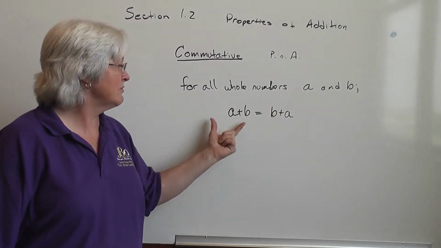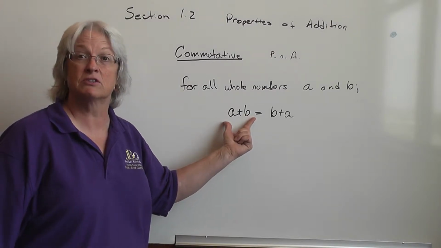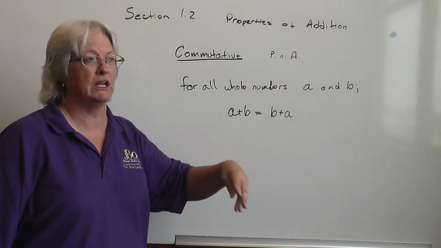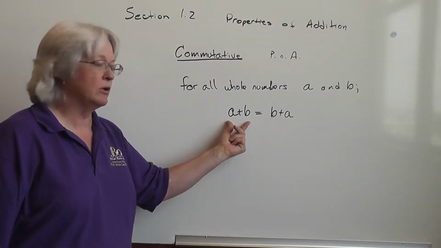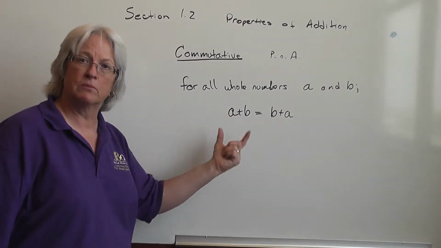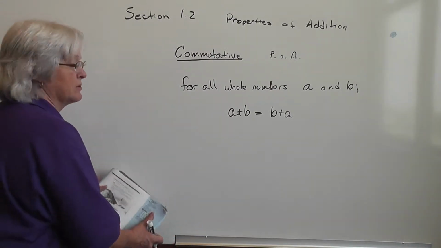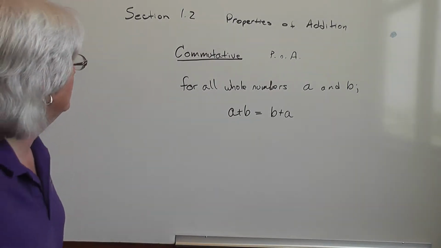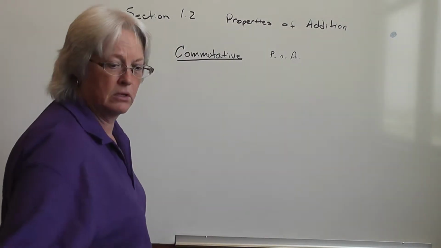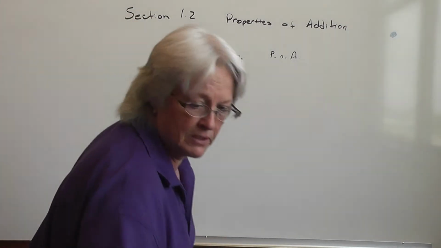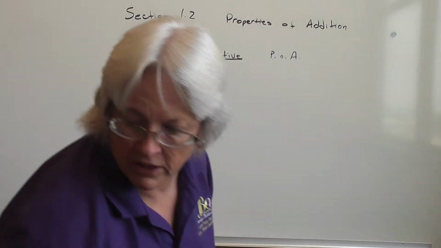So that means whatever value you stick in here, as long as it's a whole number, 0, 1, 2, 3, 99,743, you add those together, it doesn't matter which number comes first. So the commutative property of addition tells us that order doesn't matter. Let me go ahead and write this up here.